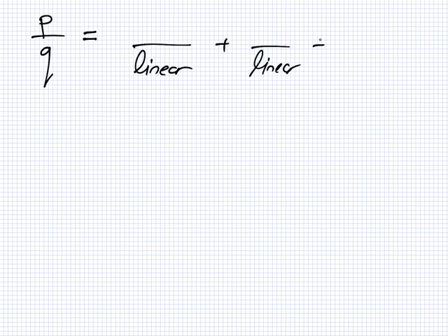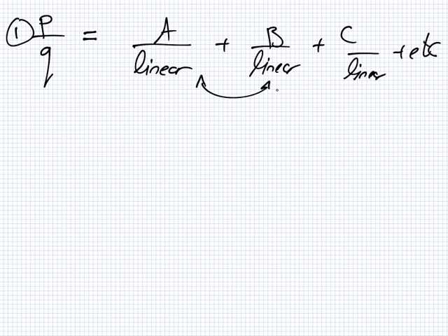Okay, so the first thing is, you have a P over a Q, and you try to write it, if you can, as a linear plus a linear plus a linear, etc. As many as you need. And these are all constants. So this is what you try to do first. But that's not always possible. You want these to all be different.